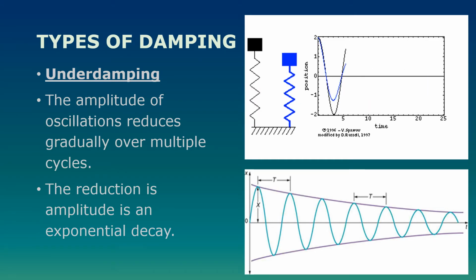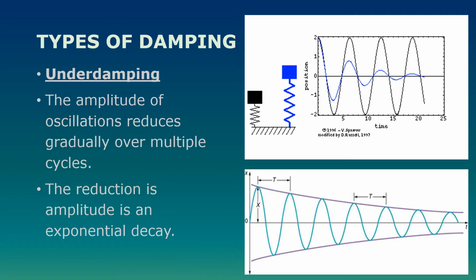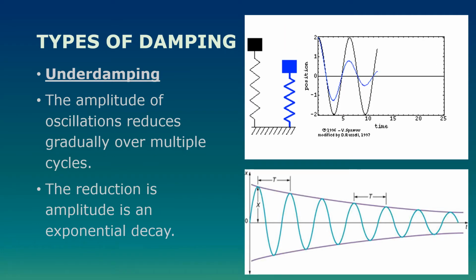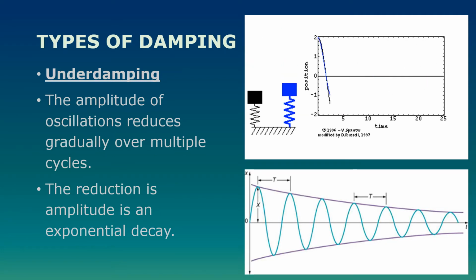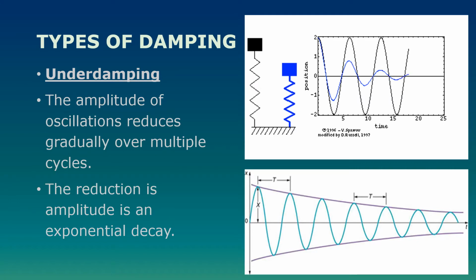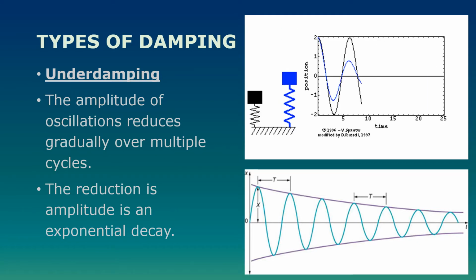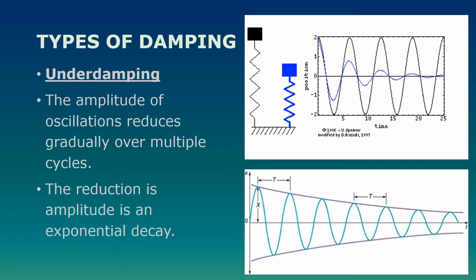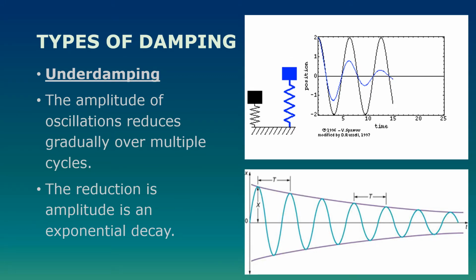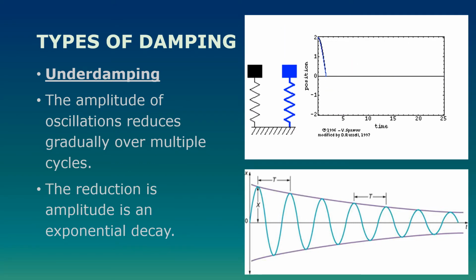And when you look at the amplitude of each cycle, that is an exponential decay. We'll talk a lot more about exponentials throughout Year 13 studies, but if you look at the lower graph here, you'll see that as the blue line, the actual position, changes over time, the purple line maps the change in amplitude throughout that, and that is actually an exponential decay.